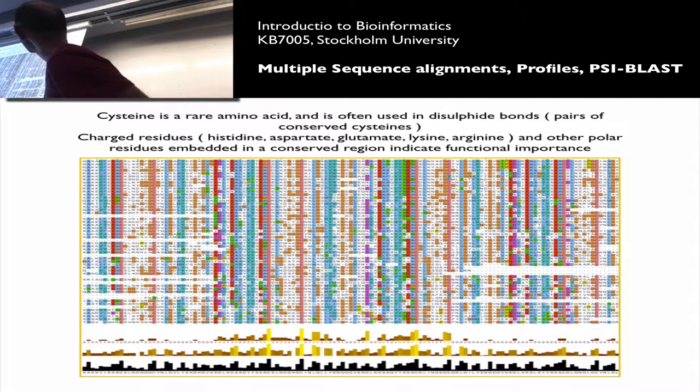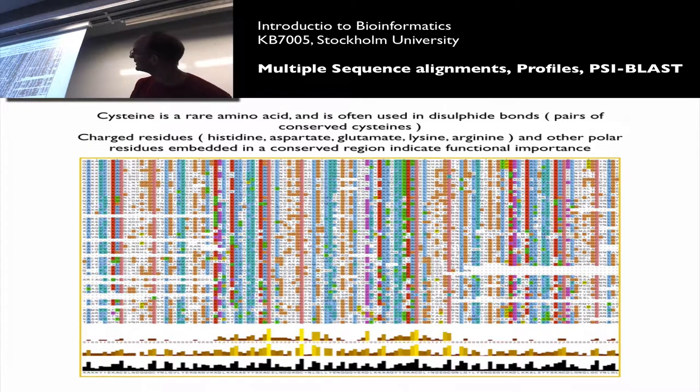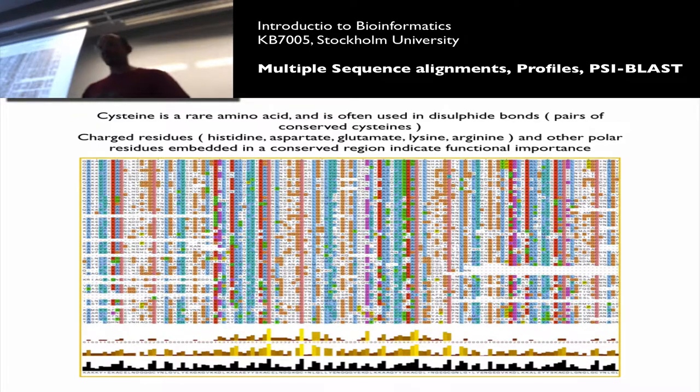I don't know where this conserved cysteine is. Maybe it's too small. Somewhere it should be. Yeah, where is the cysteine? There's a cysteine here, and I guess there's another one somewhere else. So we indicate this position and this position should have a disulfide bond between them. Then this alignment is sort of okay, but you see there are a couple of sequences with a lot of gaps, and the conservation is kind of random, every second position.